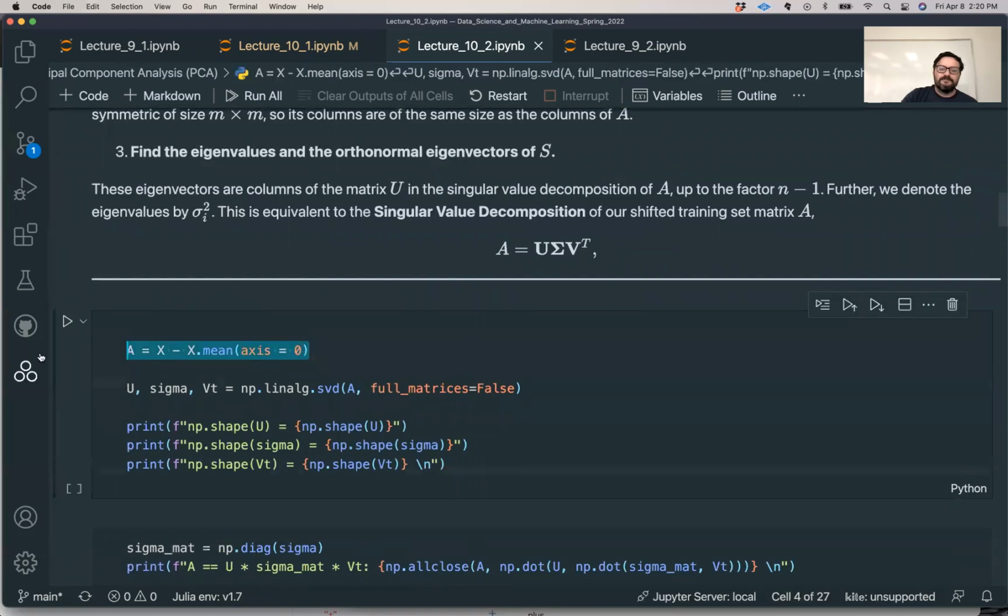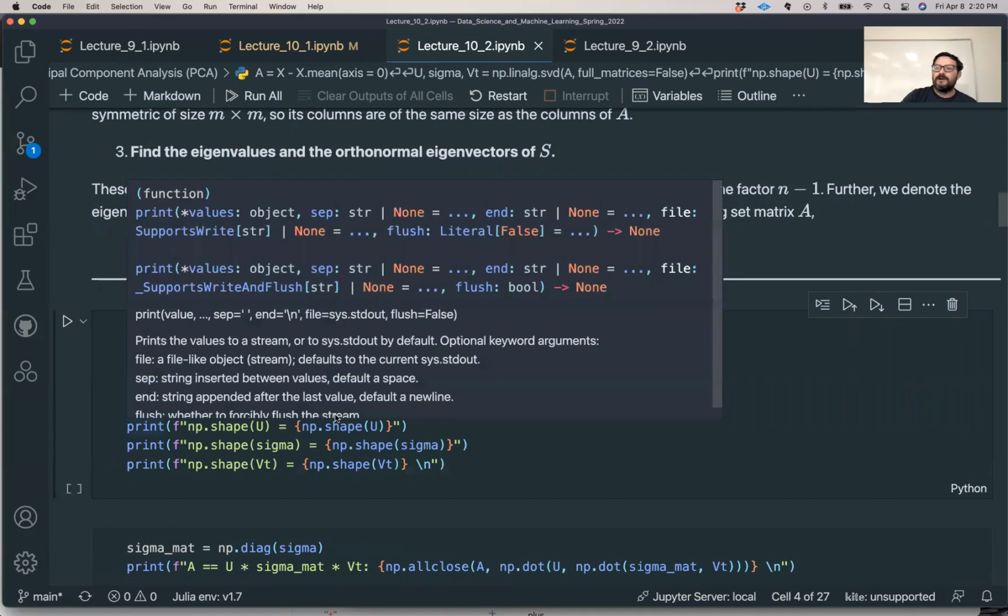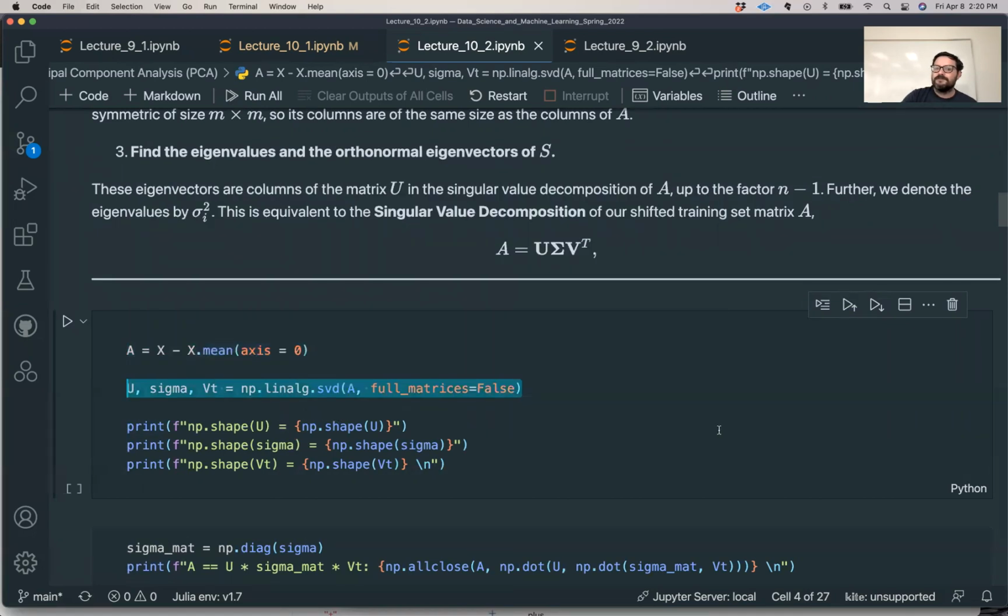So here I center my matrix. X is the sepal length, sepal width, petal length, petal width. So I center it. I don't scale it in this case, I don't need to. And then I use NumPy's linear algebra module, the SVD, to calculate the SVD of A. It's important to put full matrices equal to false here. And you get U, sigma, and then V transpose.